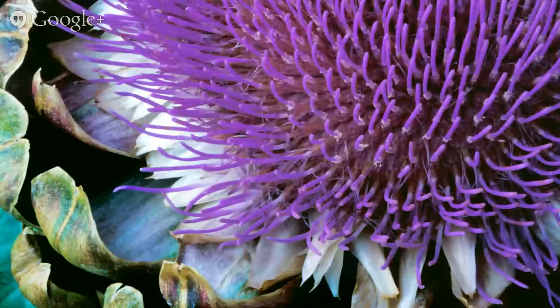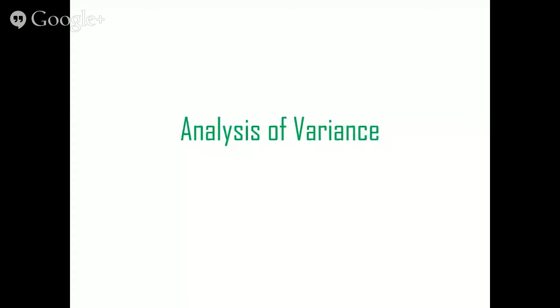This is the lecture for Chapter 5, OpenIntro. I'm going to get started here by sharing a desktop, and we're just going to get going. This is a lecture on analysis of variance. So let's get this thing happening here. All right, here we go.